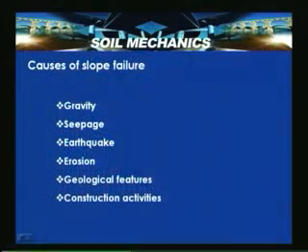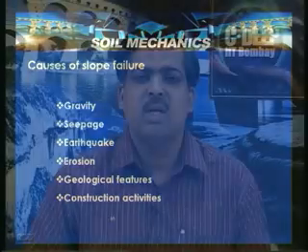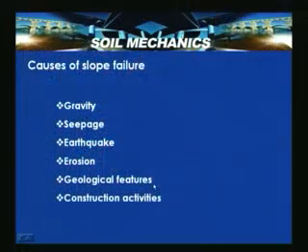Earthquake, erosion, geological features, construction activities like cuttings disturbing the natural slopes, or fillings, that is construction of an embankment or a bund on a soft soil, can create failure. So, the causes of slope failure can be summarized as gravity driven, seepage driven, earthquake, erosion, geological features, the way the stratifications are there, the way dipping is there, the way the layers have been found, they actually govern this particular slope failure, and construction activities. We look into one by one how these activities can create a slope failure.